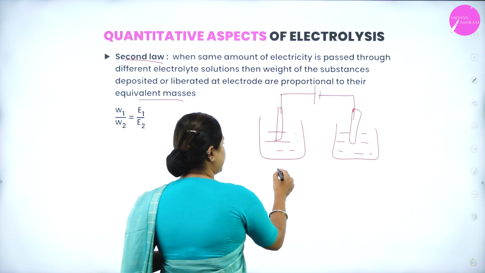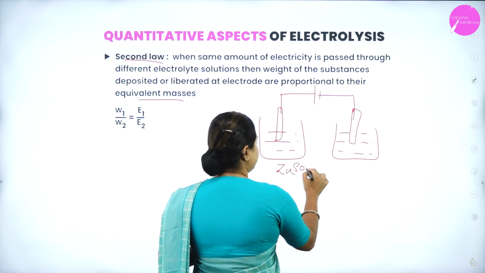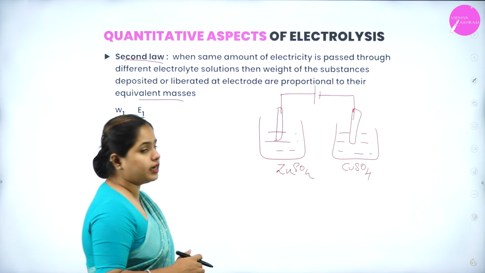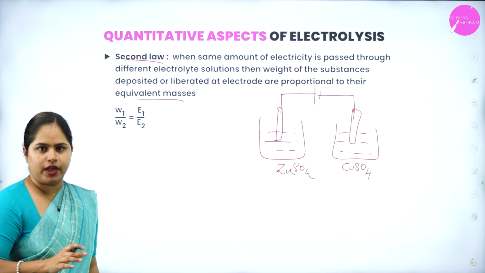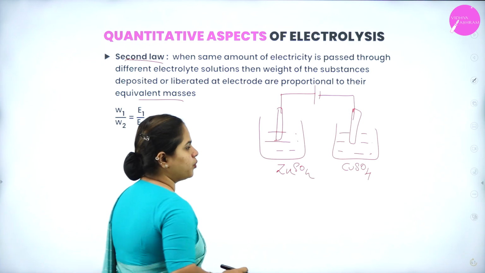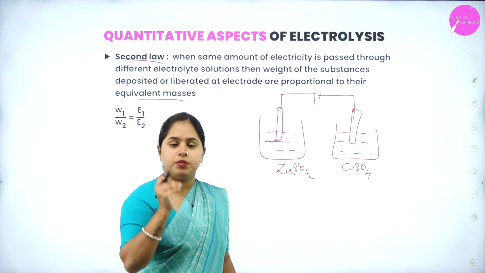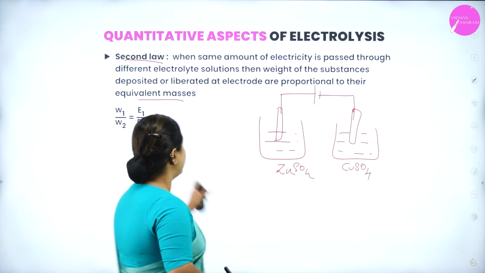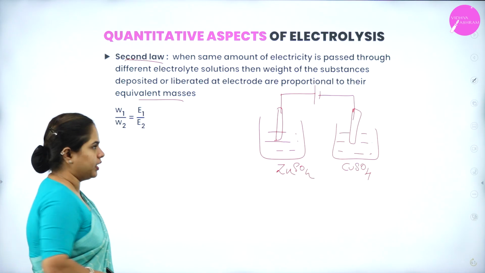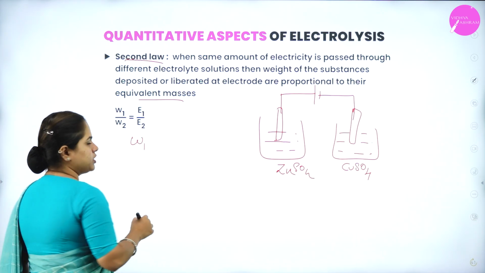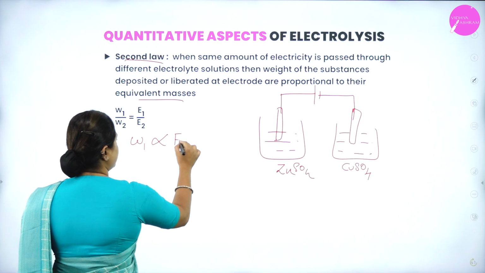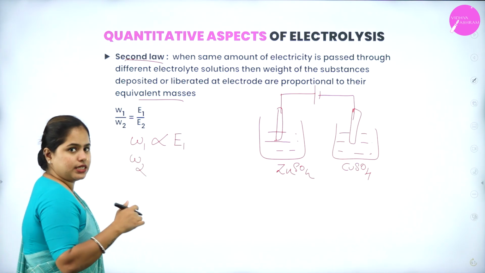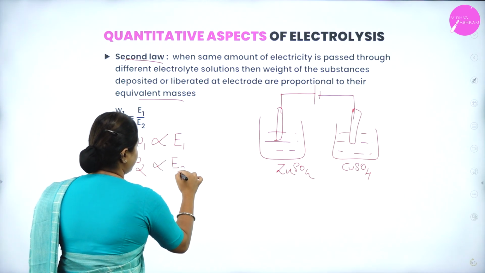Will the mass deposited be equal? Let's take the example here. I have taken zinc sulfate, and here I have taken copper sulfate. 2 different electrolytic solutions. But the current I am going to pass through it is a constant value. It will be the same amount of electricity I am going to pass through both the electrolytic solutions. But still, the mass deposited will not be the same. It will depend upon the equivalent masses of the substances we have taken. So, the mass of the first substance deposited will be directly proportional to its equivalent mass, and the mass deposited of the second substance will be directly proportional to its equivalent mass.